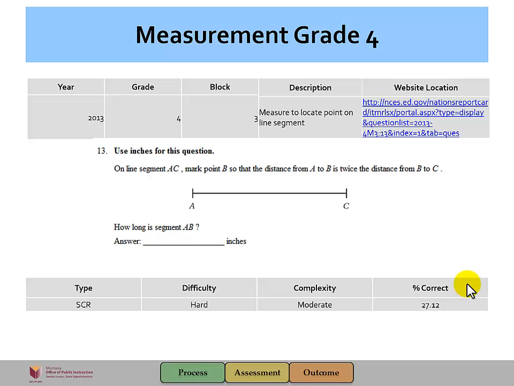Here's a NAEP item. This was given in 2013 for 4th graders, and the item is measure to locate a point on a line segment. This was a short constructed response item. Its difficulty was denoted as hard, its complexity moderate, and 27.12% of the students given this item were able to answer this item correctly.